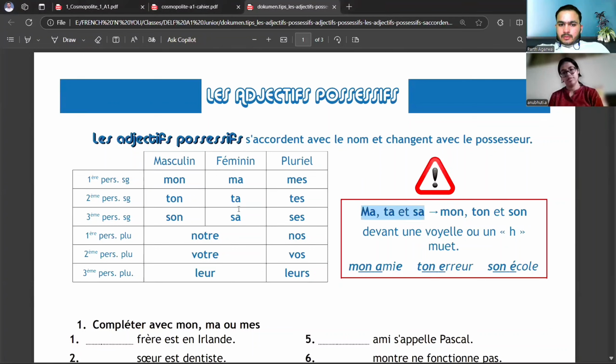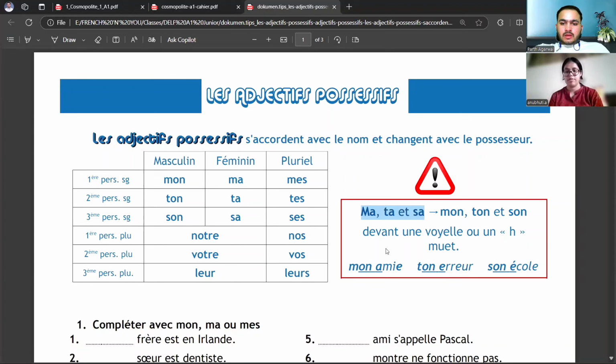So these are the feminine forms, right? Now we have to change them into mon, ton, son before. Devant means before. Une voyelle ou un H muet. That means before a vowel or a muted H.